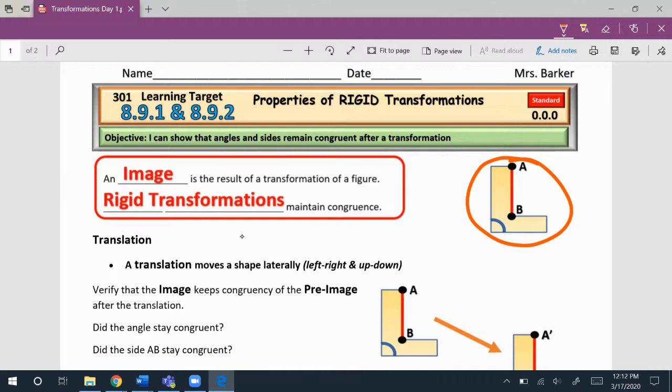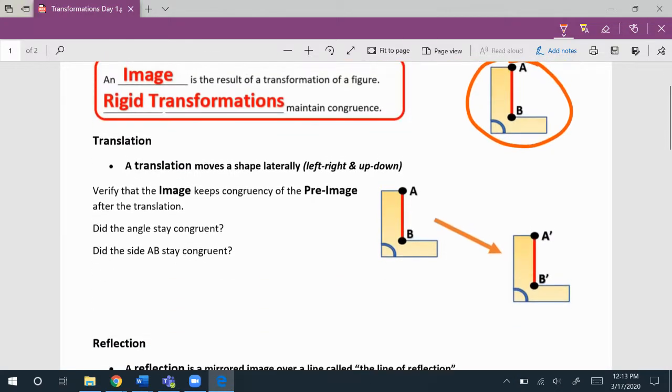So that means when I take this image and I perform either a translation, reflection, or rotation, this image does not change shape or size or dimensions at all. Lengths stay the same, points stay the same, the size stays the same, everything about it stays the same, okay? So let's look at what a translation is. You should be now on the second slide on your Google Slides.